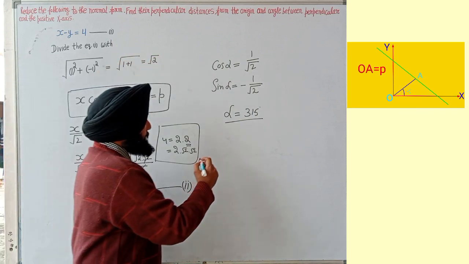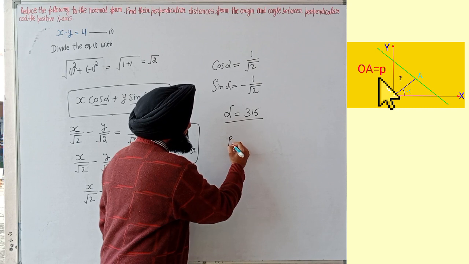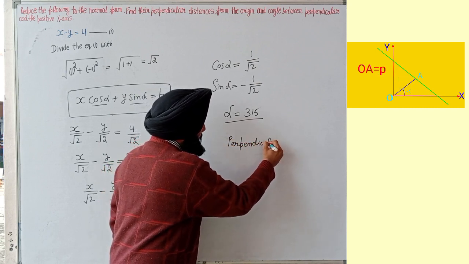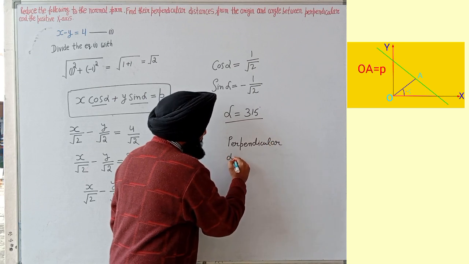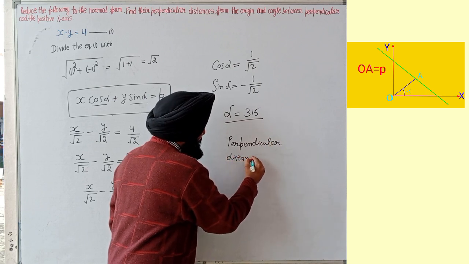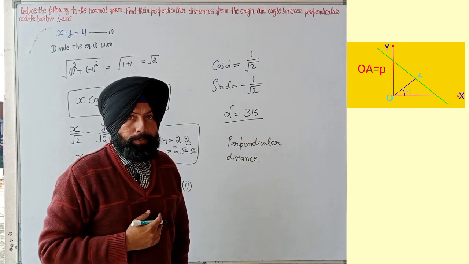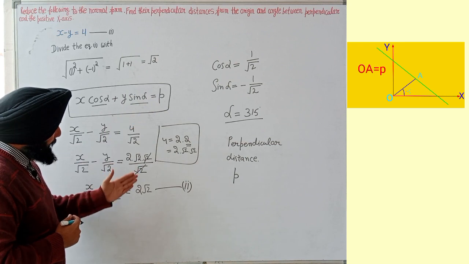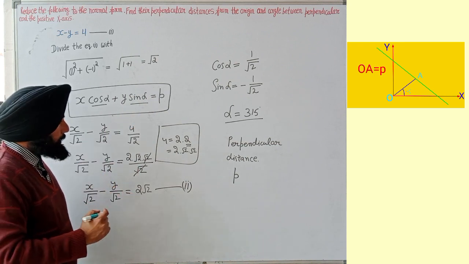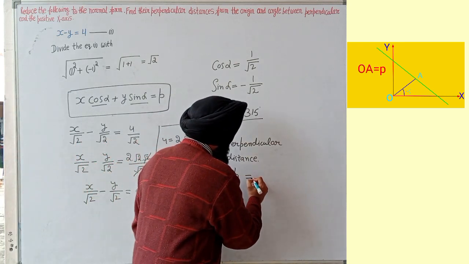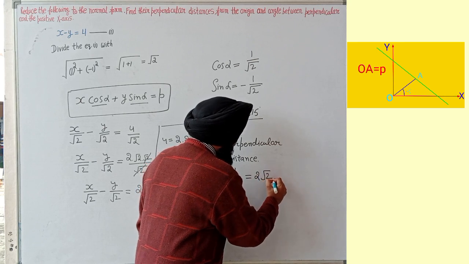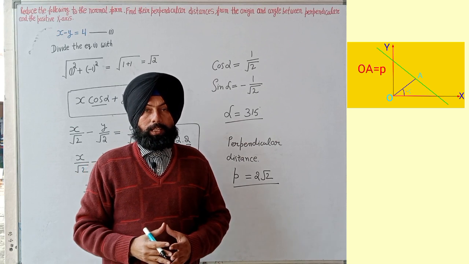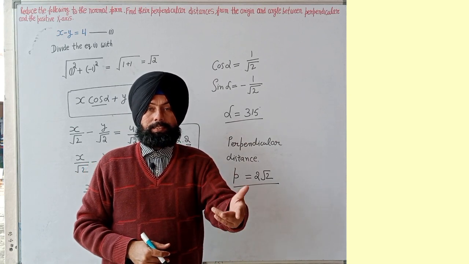Now we want to find the perpendicular distance, that is p. So compare p with these equations. So p becomes 2 under root 2. This is our answer. Now let us start the next sum.